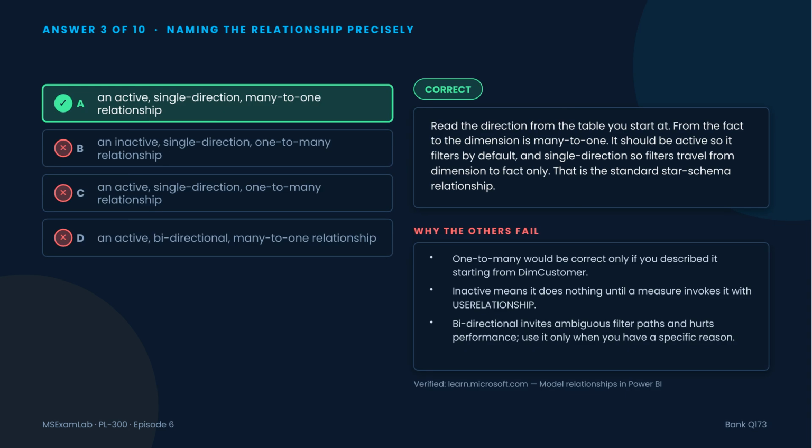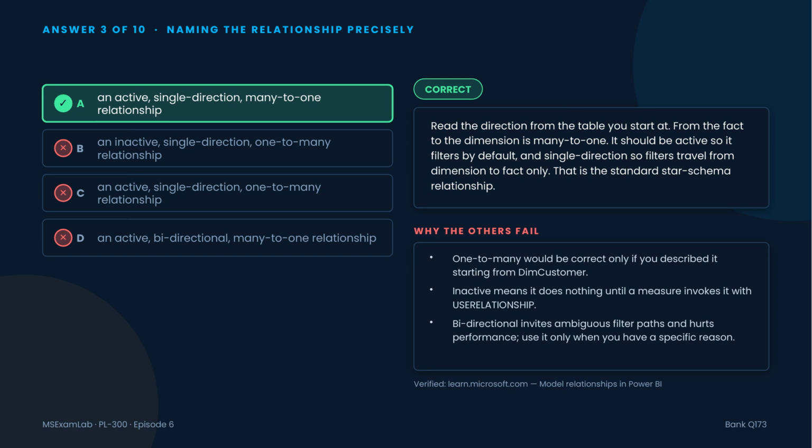The answer is A. An active, single-direction, many-to-one relationship. Read the direction from the table you start at. From the fact to the dimension is many-to-one. It should be active so it filters by default, and single direction so filters travel from dimension to fact only. That is the standard star schema relationship.